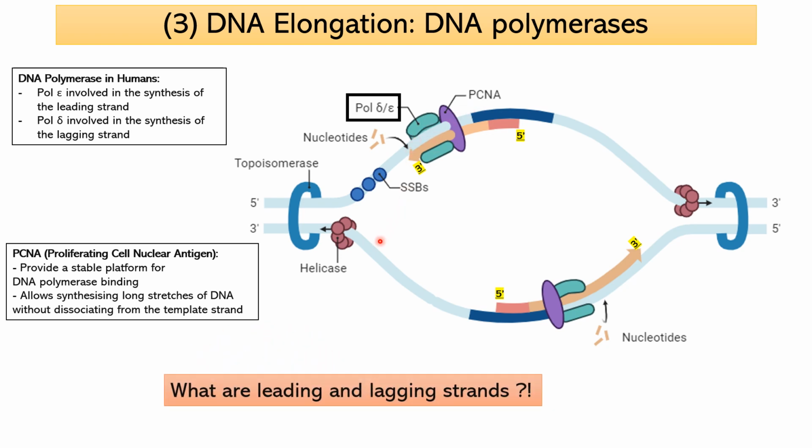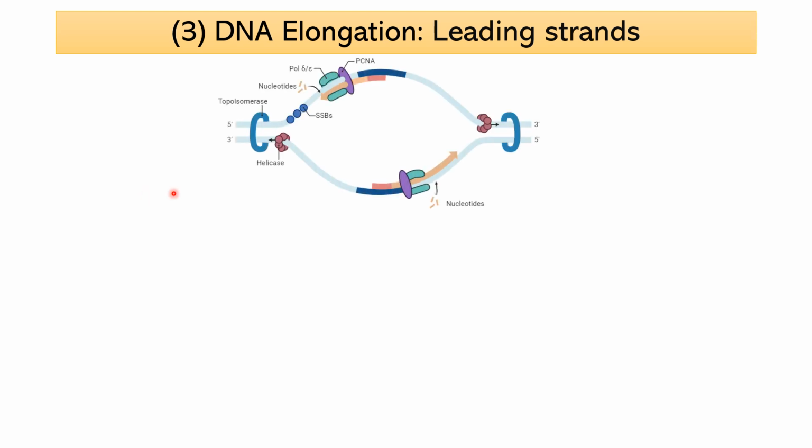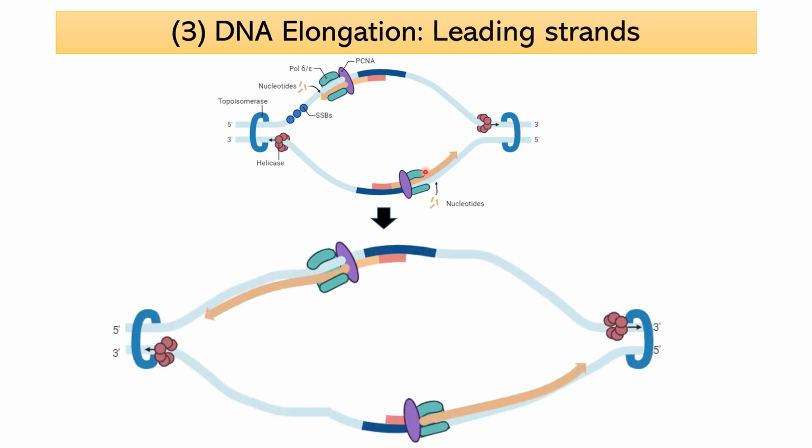So now the question that we need to answer is, what are leading and lagging strands? What are these strands, and why do they have different names, and why are different polymerases synthesizing these strands? So now we will start by covering what the leading strand is. Okay, so here we have the replication bubble, and as we can see, the DNA polymerase is copying this template into this strand, and copying this template into this new strand. Okay, and that's what the DNA polymerase is doing at this stage.